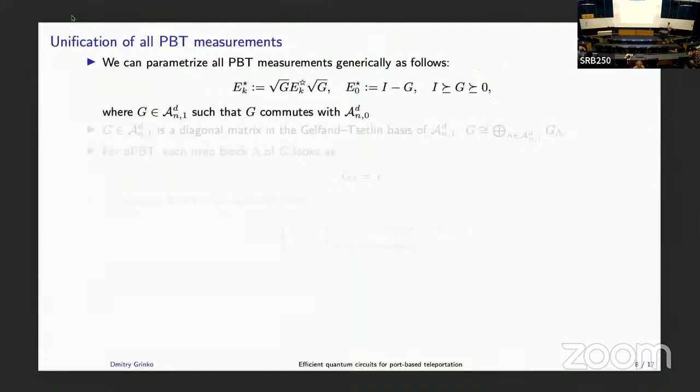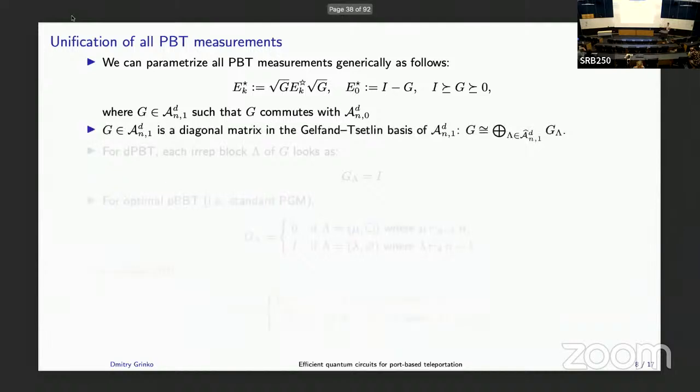So now I can return to the question of how to actually represent this E star measurement for the EPR PBT. It turns out that we can unify all PBT measurements in this form. We can introduce this G operator. We take the measurement effects for deterministic PBT and conjugate them like that, with the condition that this G comes from the partially transposed permutation algebra. But it's not a generic element of this algebra. It commutes with the subalgebra of permutations on just the first n systems. And it's actually quite a strong condition.